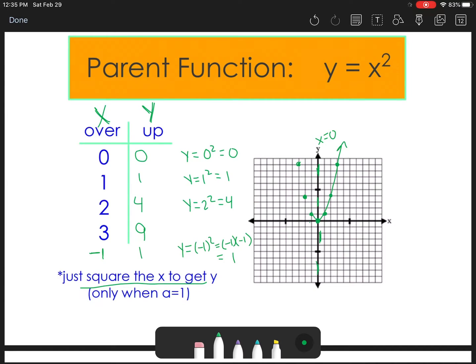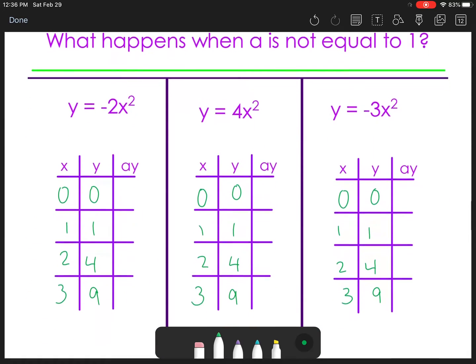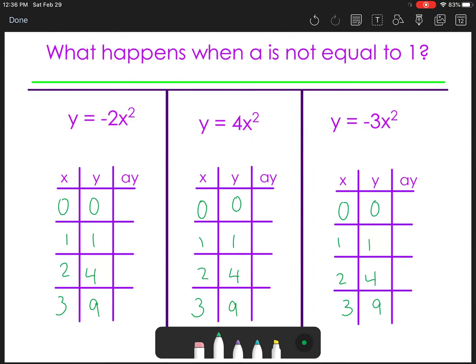Our parent function has an a value of 1. And so we're going to use the properties of this parent function in order to take a shortcut when we are graphing. So what happens when a is not equal to 1? Well, if we keep these same x and y values, 0, 0, 1, 1, 2, 4, and 3, 9, we can use this shortcut to graph.